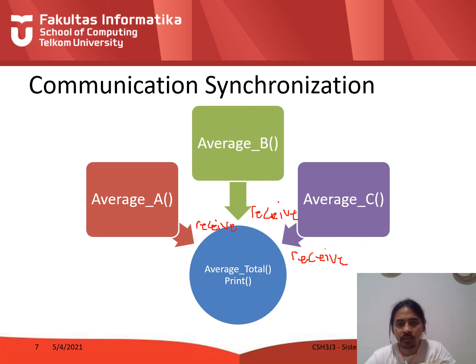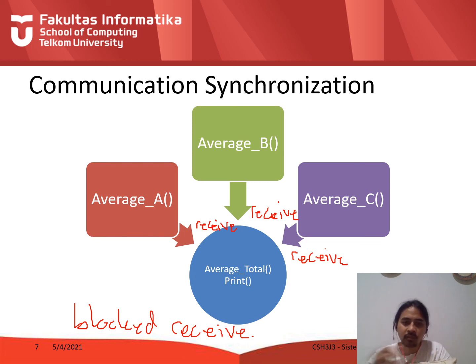And of course, when the average total is calculated, average total needs to wait for all of them from A, B, and C. It cannot only be from A and B and then calculate the average total. So when it receives, it's called blocked receive. Blocked receive means that if not all of them are gathered, it won't continue to the next process, which is averaging the total. So here, communication synchronization is doing a blocked receive or blocked send, so synchronization can happen.